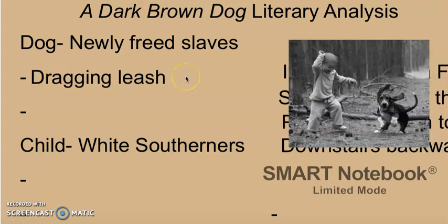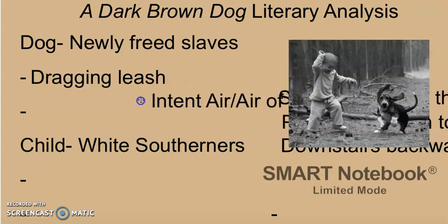Now keep in mind, this story was written about 35 years after the Civil War, so it wasn't newly freed slaves, but these were slaves that still did not have the rights of human beings in the United States.